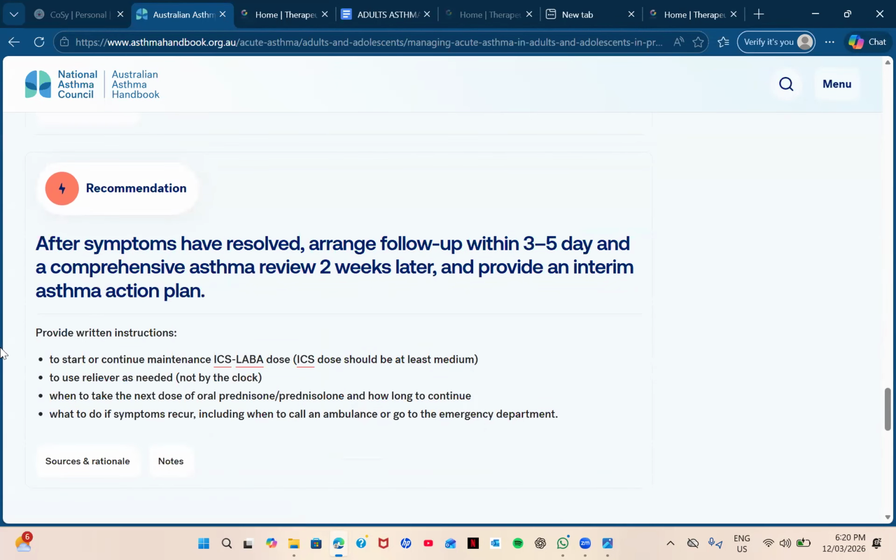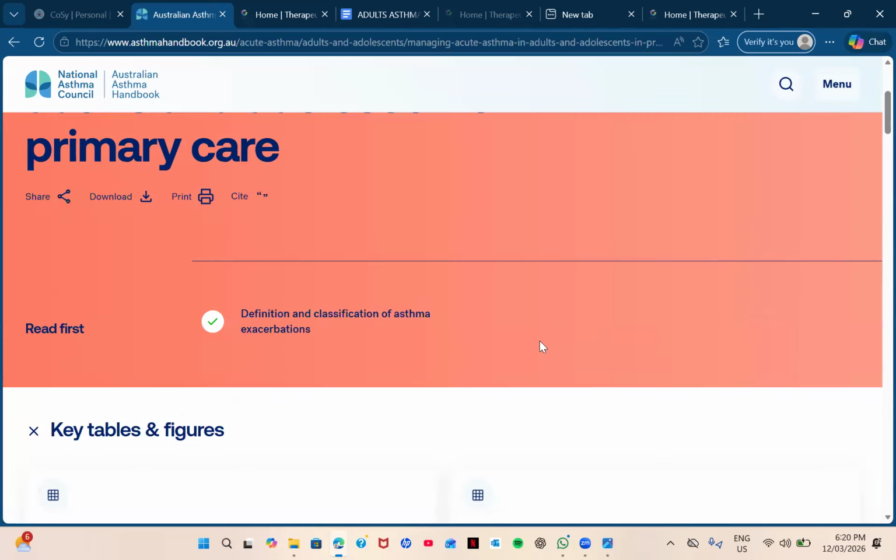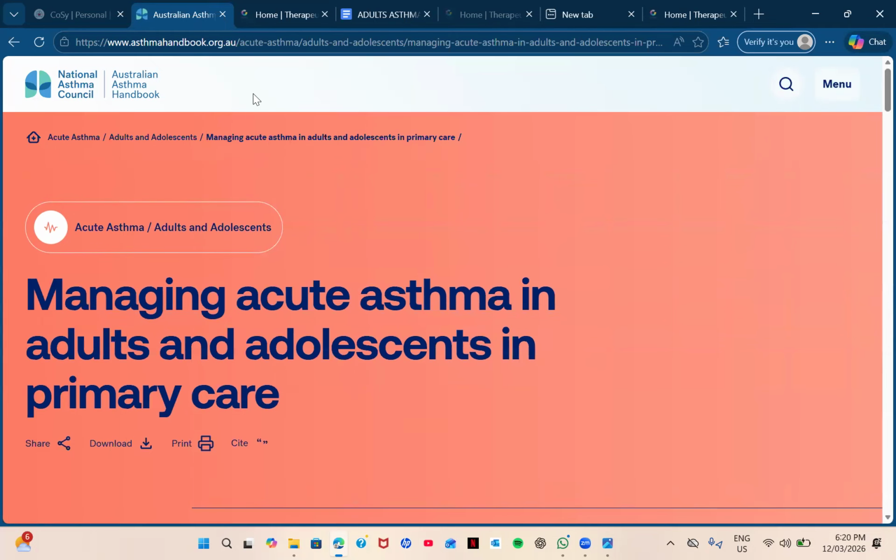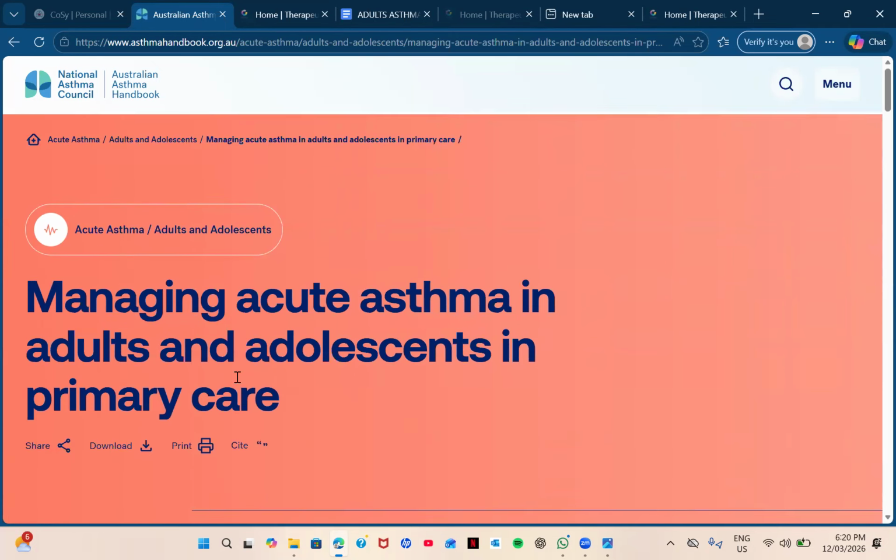Not mentioned about it here. Yes, they have mentioned the ICS-LABA. Okay, it's fine. Just keep those things in mind.